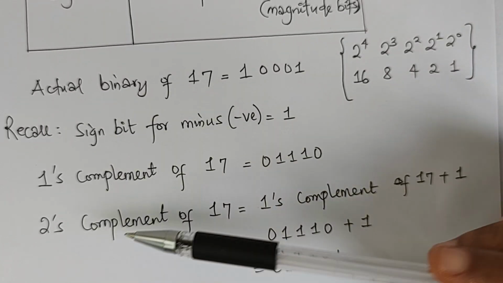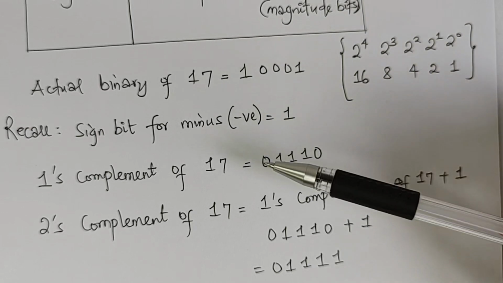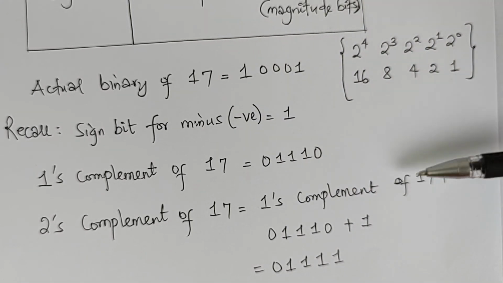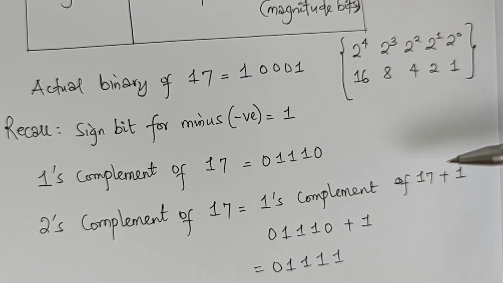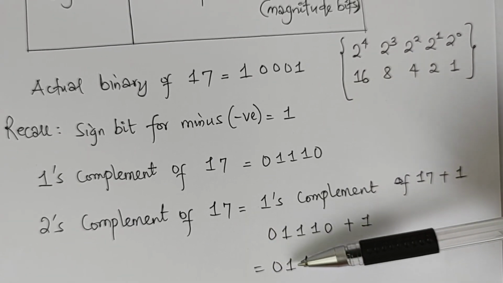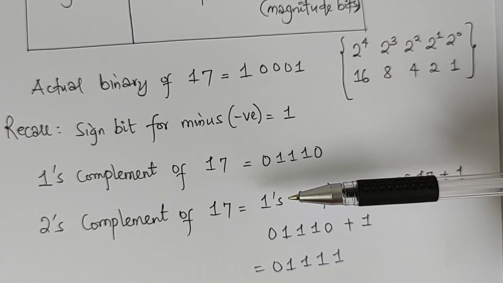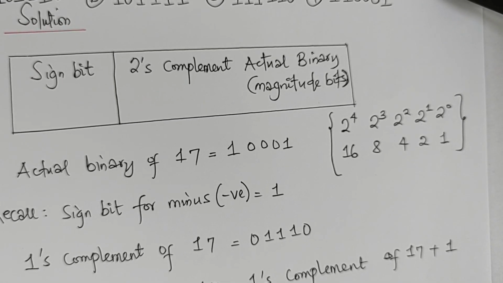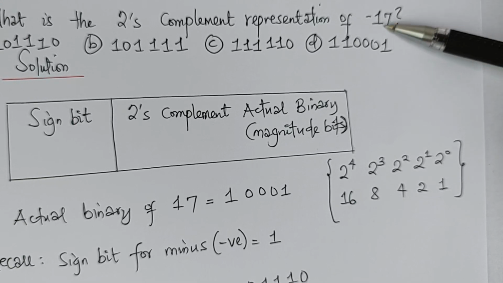And then for the second complement, we said it's going to be a summation of the first complement and 1. So whatever we get for the first complement, we're just adding 1 to it. The first complement of 17 is what we got here as 01110, then plus 1. At the end of this, we're going to have 01111. But this has not really answered our question, right? Because we are asked to provide the complement for minus 17. This is why I said in the beginning, take note of what you're asked.